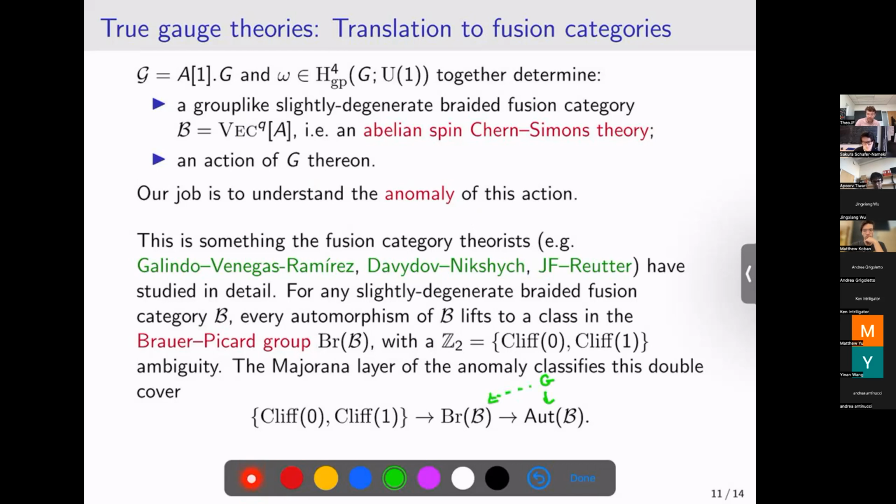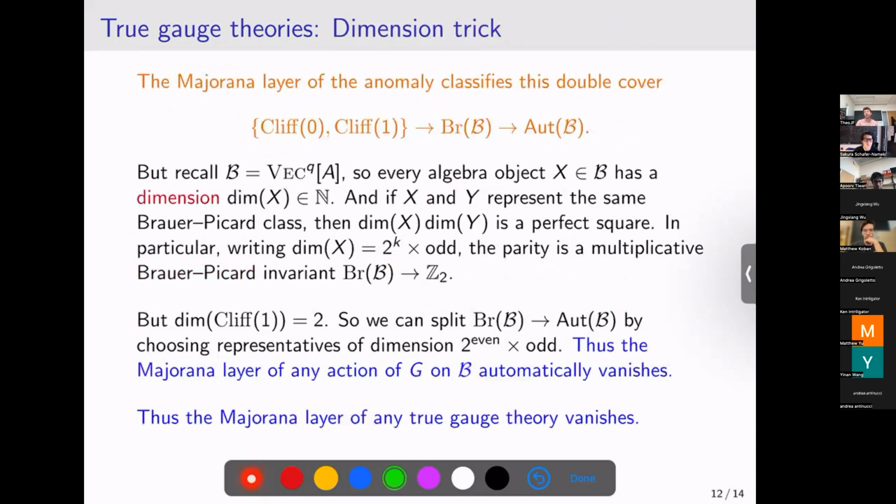Then the last step of the proof is to realize that in this abelian case, there's a good theory of dimensions, which is valued in integers, and the theory of dimensions is kind of easy, and that lets you completely split this, if my braided fusion category is abelian. And so in particular, any subgroup splits. So that proves that Majorana layers are always trivial for these true gauge theories.